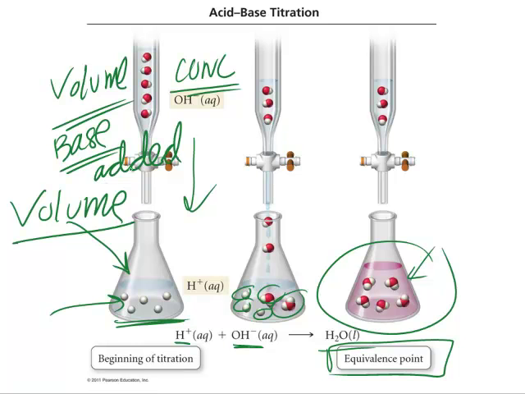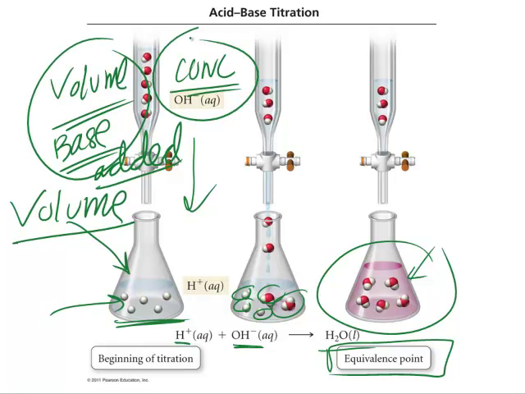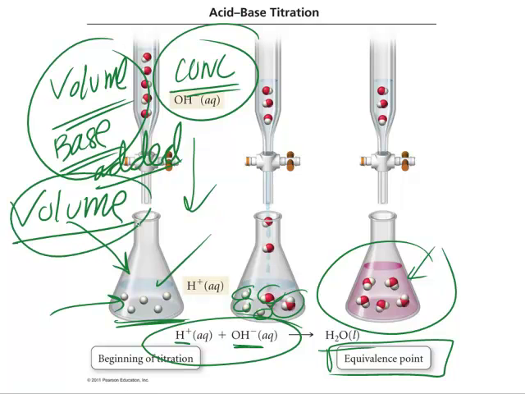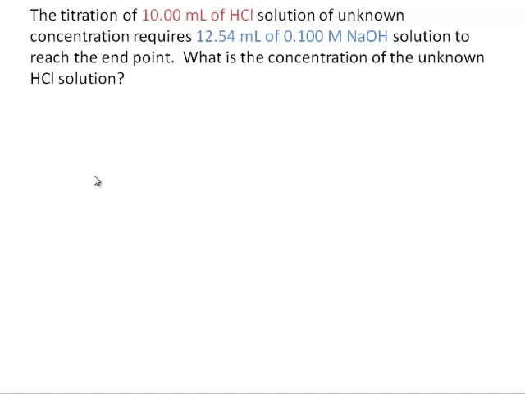And so from these, if we know the volume and the concentration of our base, we can figure out how many moles of base we added. Because we know the stoichiometry of our chemical reaction, we can determine how many moles of acid we neutralized. Then you take that and you divide it by the volume of your acid solution, and you can calculate the concentration. Okay, so let's do an example of that.